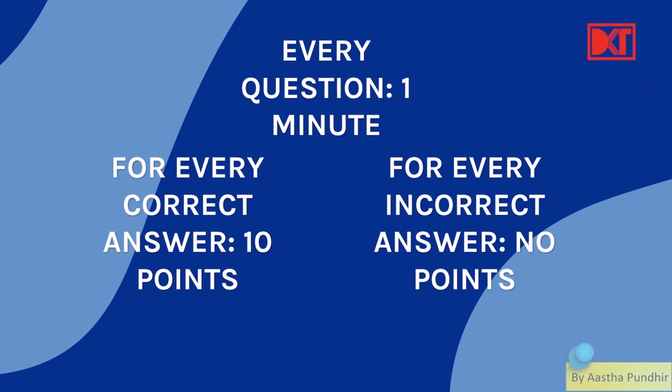Alright, so for the quiz, every question you will be given 1 minute. 1 minute means 60 seconds. Why am I giving you 1 minute? Because your question paper of IEO has about 50 questions, so you can imagine that you get more or less a minute to answer each question. Now this 1 minute is the maximum that you should be taking for answering the question.